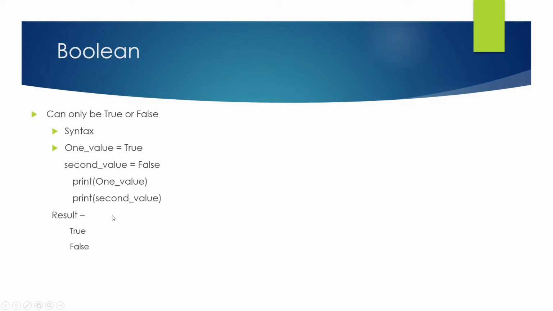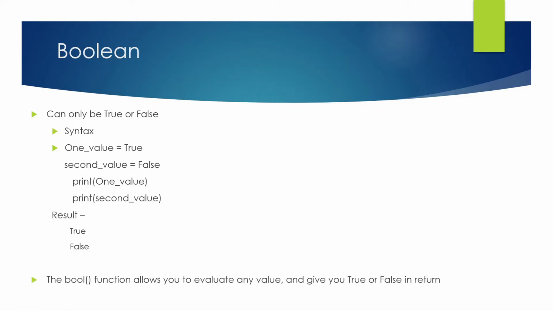We'll take a demo for this as well. Python also has a bool function which allows you to evaluate any value and give you the result accordingly in a true or a false form. So that's how Boolean works in Python.